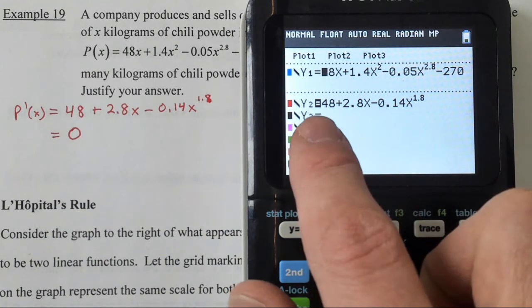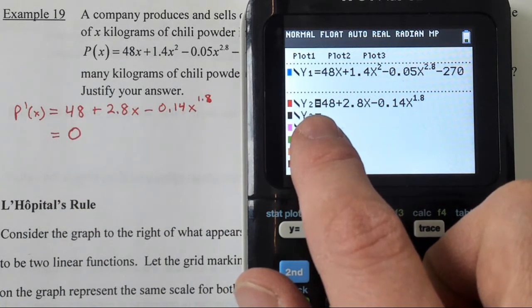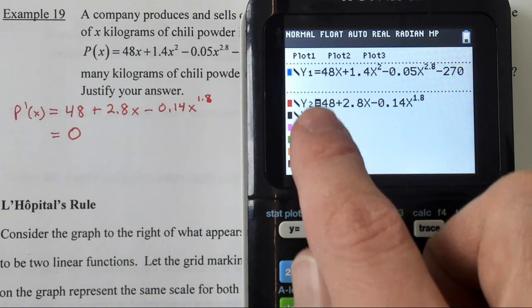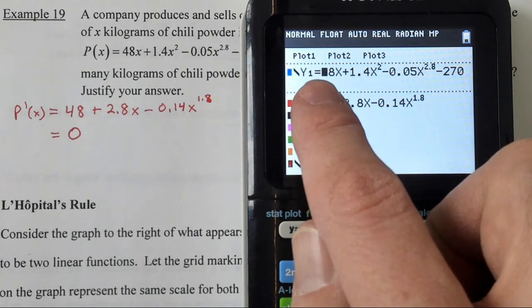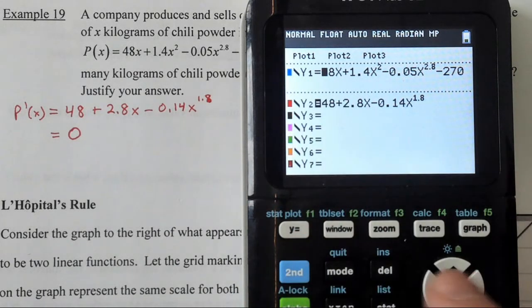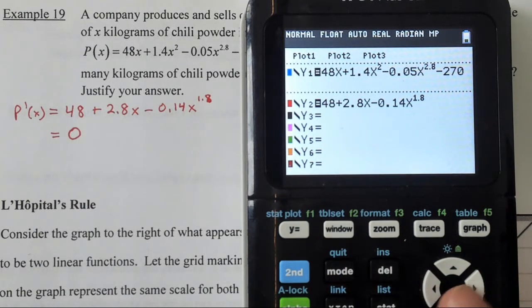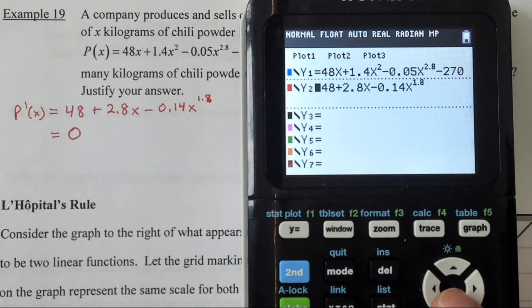Now notice that the equal sign for the derivative is highlighted, which means the function is active and on. But for y1, the original function, it's not active. What I've done is I've gone up to the equal sign and hit enter, and you can do that. Now I just turned it on, and now I'm going to turn it off again. The reason why I'm turning the graph off is because I don't want to see the graph of the original function right now. I'm interested in when the graph of the derivative is equal to 0. Remember, we've got our zero finder that we can use here.